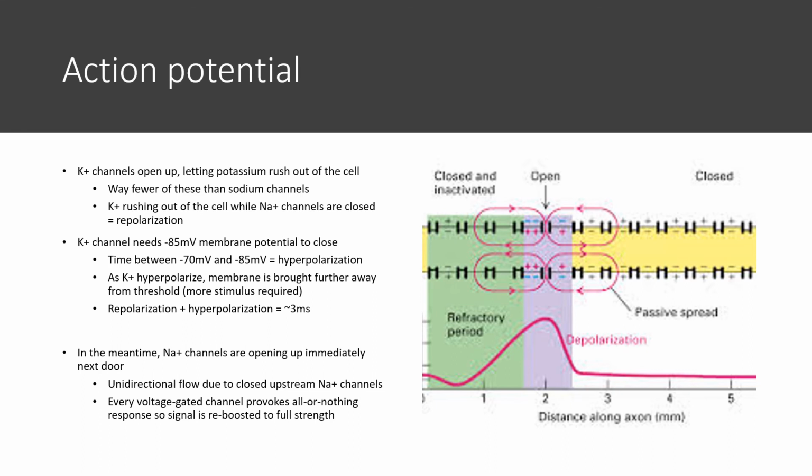And every voltage-gated channel is going to participate in the provocation of this all or nothing response. And since every channel is an all or nothing event, the entire signal is going to be all or nothing. It effectively gets reboosted between channels so that there's never any signal loss, however far that action potential has to travel, however long that axon is. The information delivered at the end packs as much of a punch as the cell got in the first place.